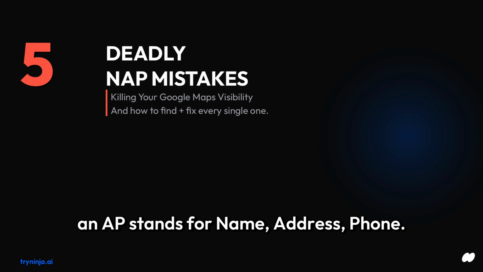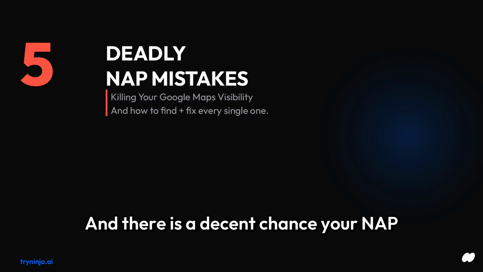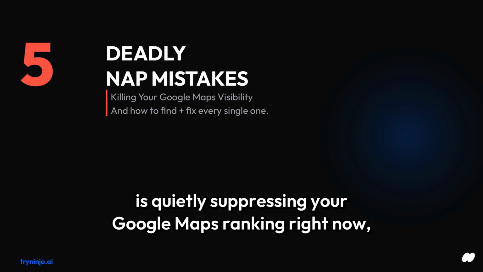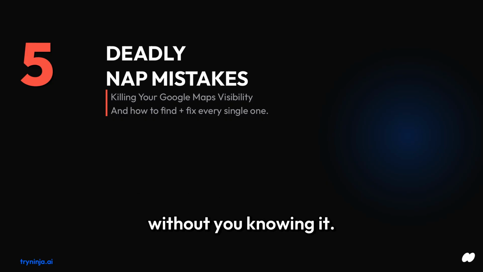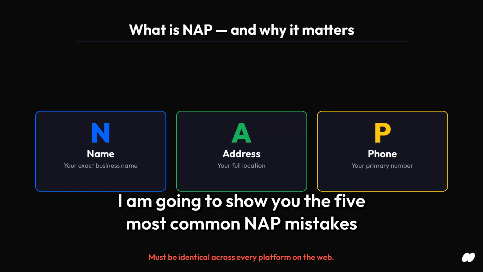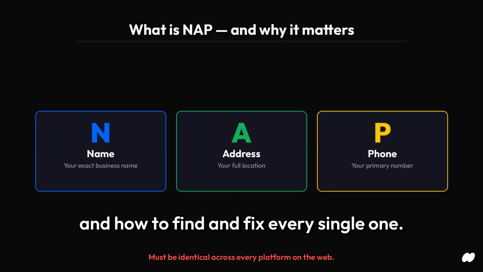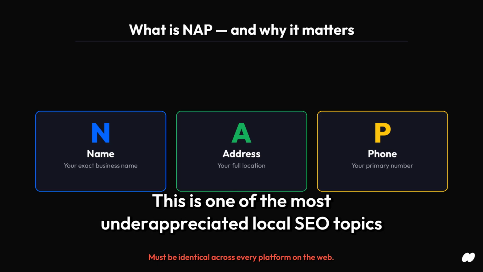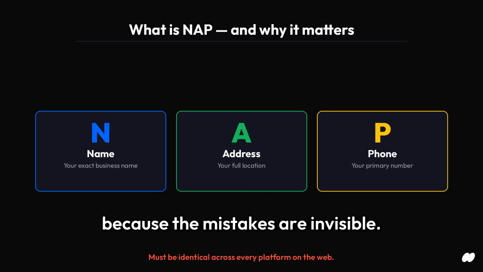An NAP stands for name, address, phone. And there is a decent chance your NAP is quietly suppressing your Google Maps ranking right now, without you knowing it. I am going to show you the 5 most common NAP mistakes and how to find and fix every single one. This is one of the most underappreciated local SEO topics because the mistakes are invisible.